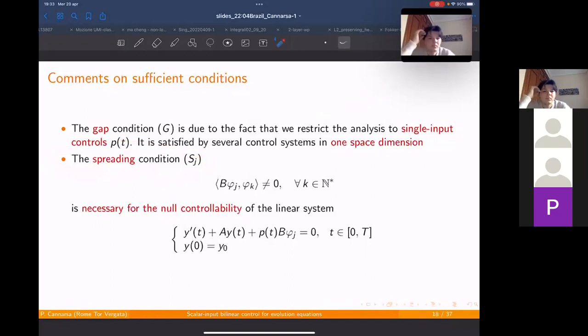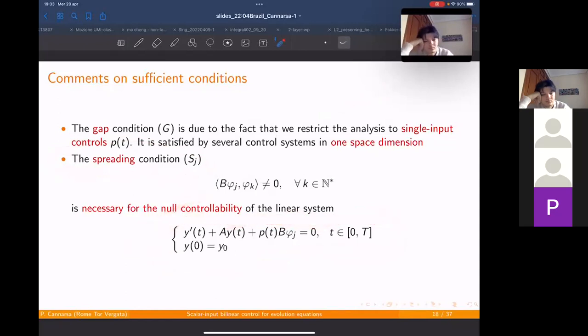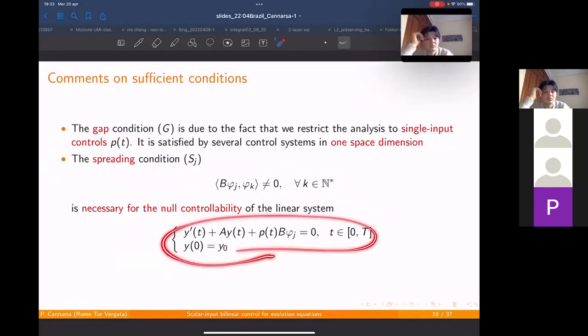But on the other hand, if we look at the linear system, conditions that ensure the J null controllability of the linear system must require some kind of condition of this sort. Otherwise, it would just be impossible. I mean, if you don't have all these Fourier coefficients different from 0, then you will find directions that cannot be steered to 0 by this kind of control action.